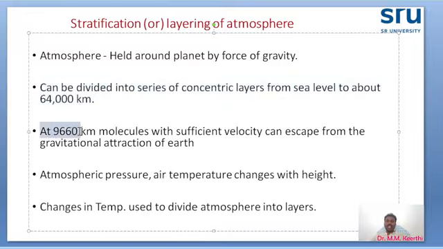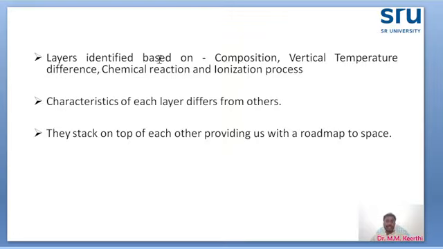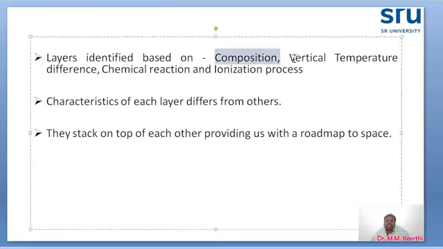At a range of 9,660 kilometers, a molecule with sufficient velocity can escape from the gravitational attraction of the earth. Another important thing is that in the atmosphere, pressure and air temperature change with height. When the height changes, the pressure and atmospheric temperature will change. Changes in temperature are used to divide the atmospheric layers. Based on composition, vertical temperature difference, chemical reactions, and ionization processes, we divide the different layers.